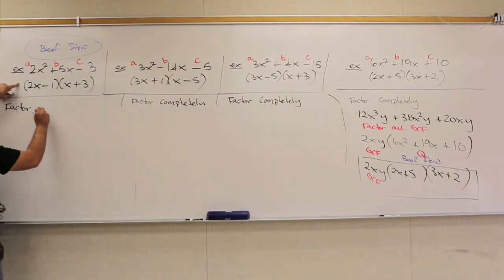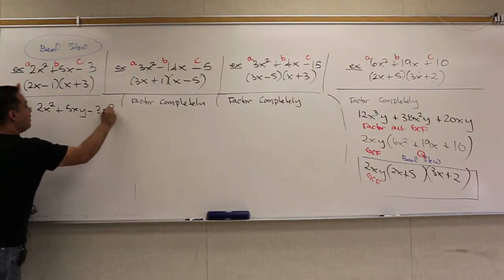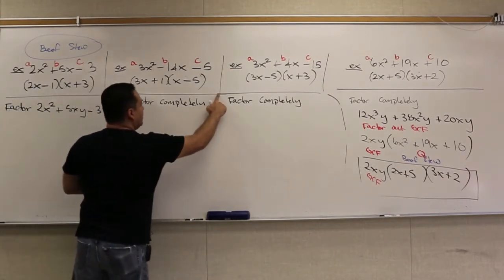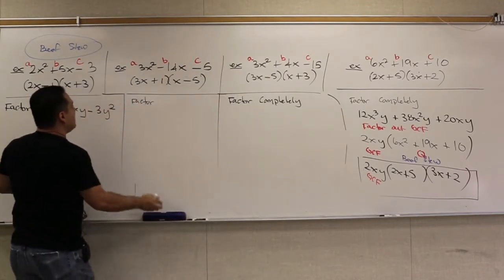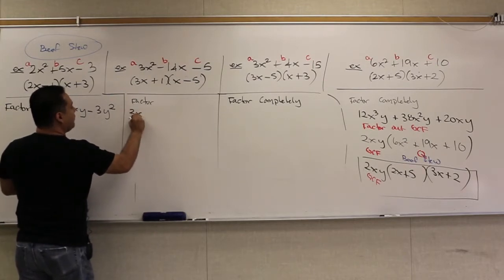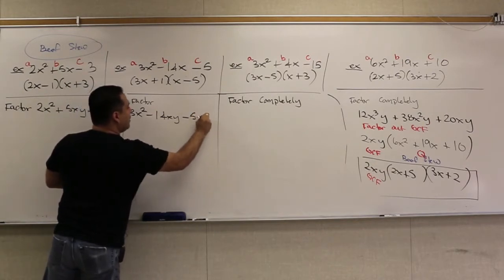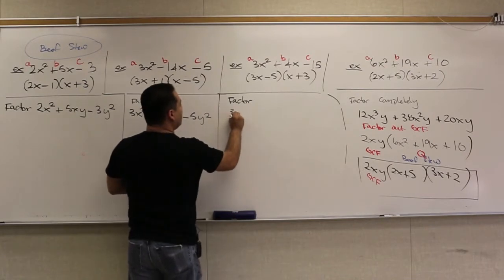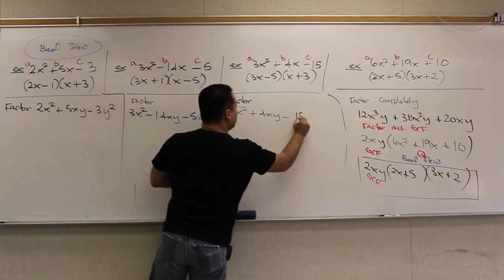Okay? We're almost there. I'm going to make it easy for you guys. Let's see if you're really awake. Factor 2x squared plus 5xy minus 3y squared. Tell me if you guys notice the difference here. 3x squared minus 14xy minus 5y squared. And then you got here again, factor 3x squared plus 4xy minus 15y squared.